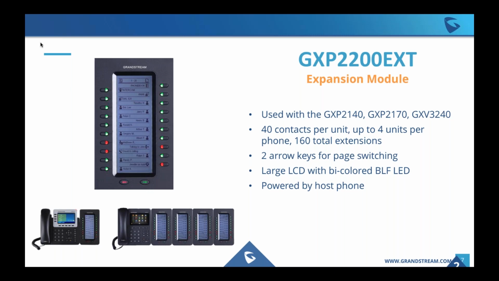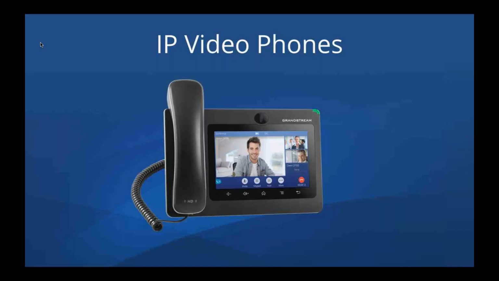It's 20 contacts per page with 2 pages per device. So if you were to use all 4 on those models, that's 160 extra BLF speed dial contacts by integrating our GXP 2200 extension module with the 3 phones that it is compatible with.